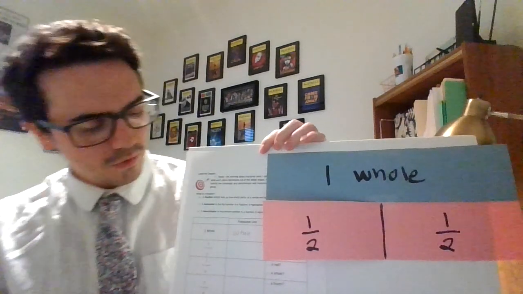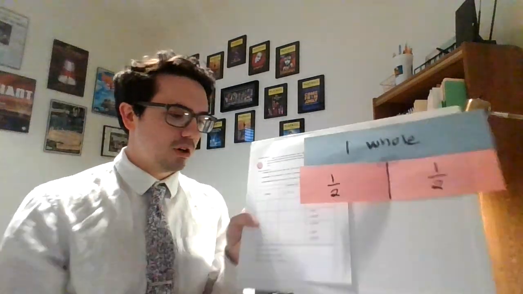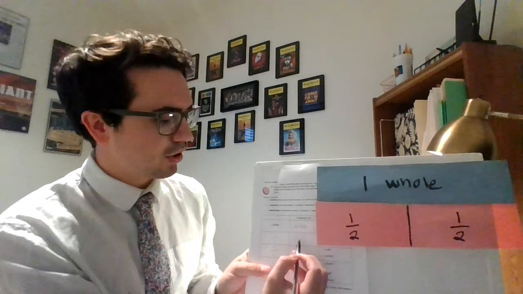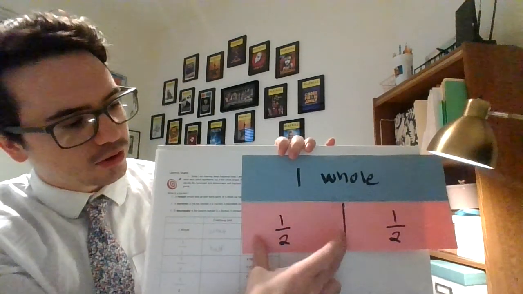So we have 1 whole, we have 1/2. Now, I'm calling this 1/2, right? When we tear something down the middle, we cut it in half or we tear it in half. So your fractional unit on your learning guide is going to be 1/2. One of these is 1/2.